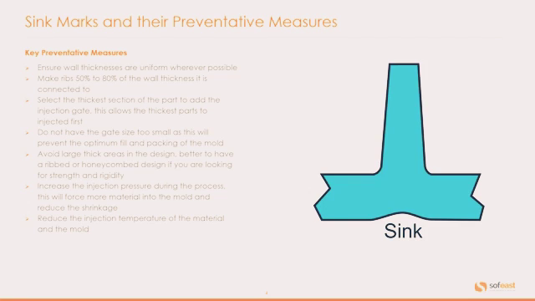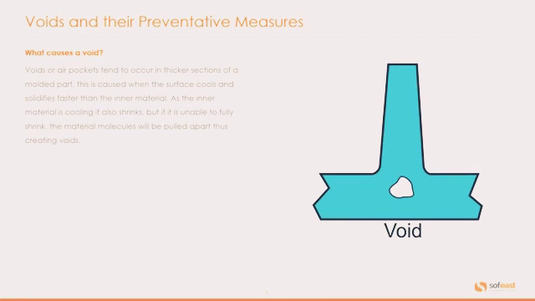Avoid large thick areas in the design. Better to have a ribbed or honeycomb design if you are looking for strength and rigidity. Increase the injection pressure during the process. This will force more material into the mold and reduce the shrinkage. Reduce the injection temperature of the material and the mold.